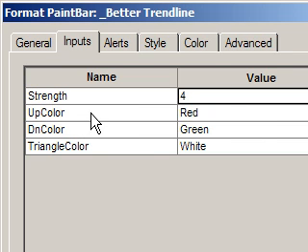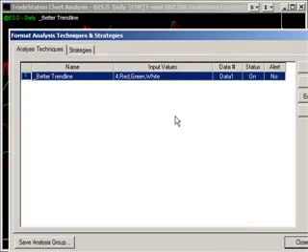Then you can configure the different colorings if you prefer up and down colors to be different. Red and green is what I've set, and the triangle color, so that's the consolidation color, is set to white. So those are configurable there.